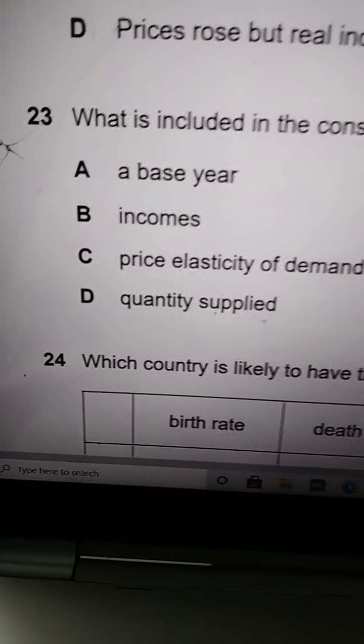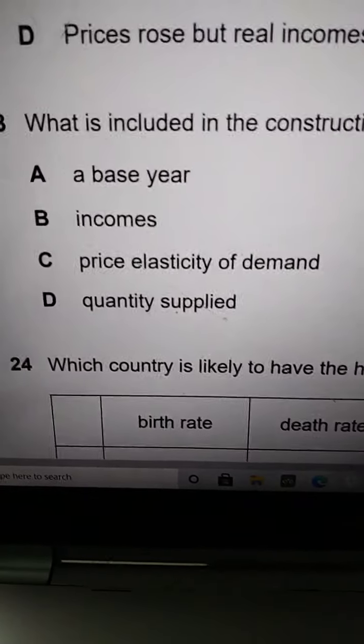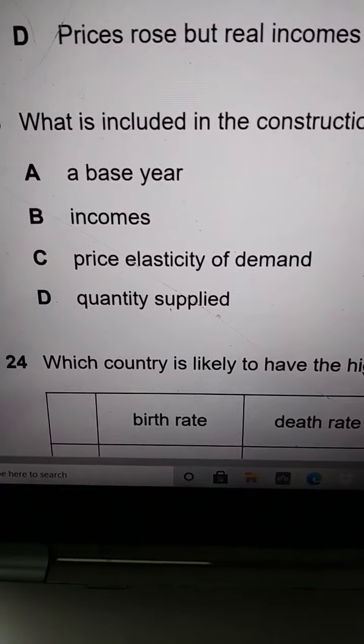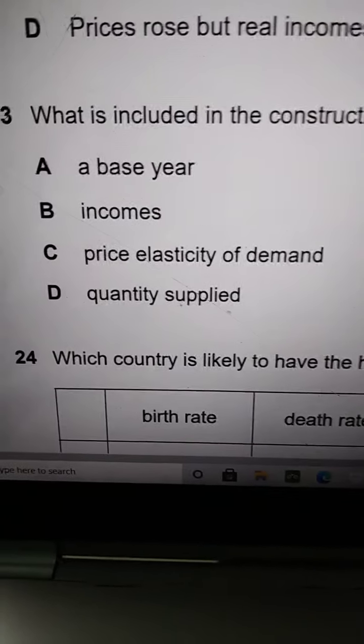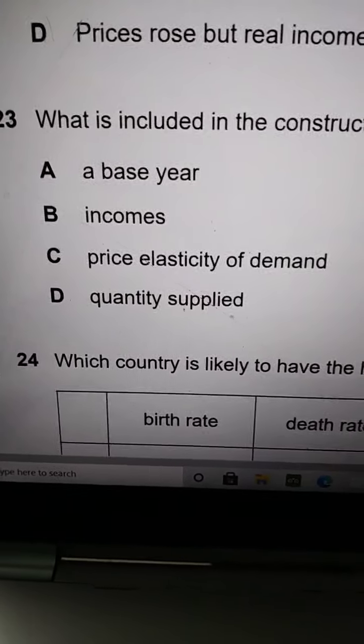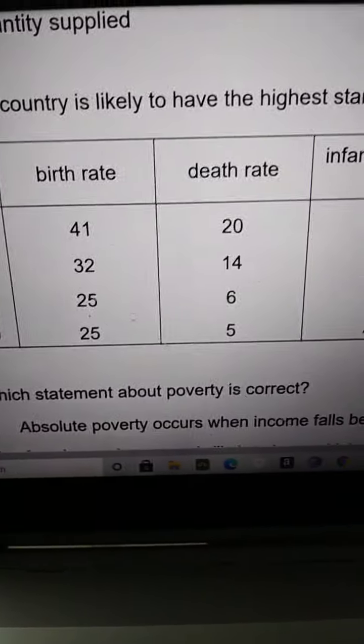Question number 23, what is included in the construction of the consumer price index? Base year. Base year is the year with which you compare the prices of the previous years to the current year. So base year will always be there. That is the first step of, in fact, making the CPI. 23, A is the answer.